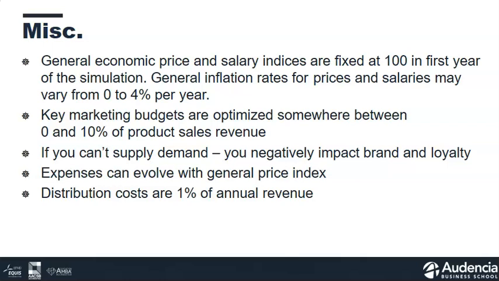The key marketing budgets are optimized between 0 and 10% per marketing activity, so up to 10% of product sales revenue expected. So if you want to determine the amount you invest in a certain type of marketing, those are the limits. If you can't supply demand that you've generated, you will negatively impact your brand loyalty. So if you generate a lot of demand but you don't have any bikes to sell them, you will lose customers. Lastly, distribution costs are about 1% of annual revenue, and you'll see that in your tables.